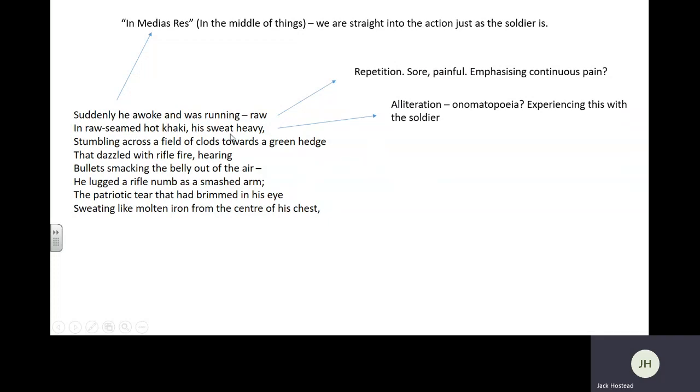And as you can see, again, to go with this idea that we're experiencing this with the soldier, there's this alliteration in here. So he awoke and was running in hot khaki, his sweat heavy. We've got that sound being repeated. That sounds like an exhalation of breath, almost like we can hear this soldier's breath as he's running, and like we're going through this with him.